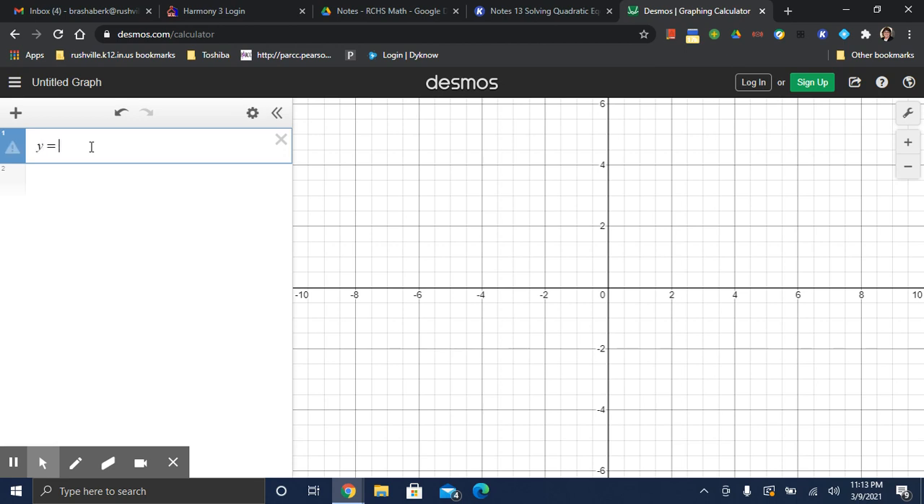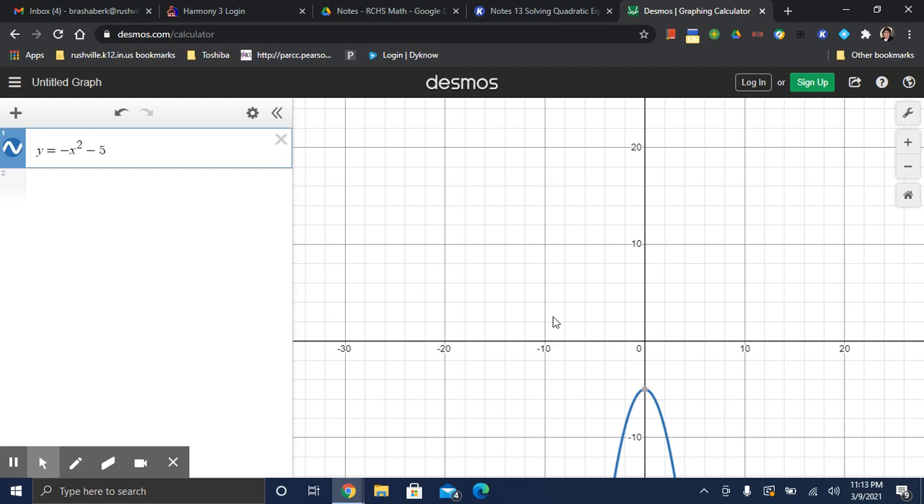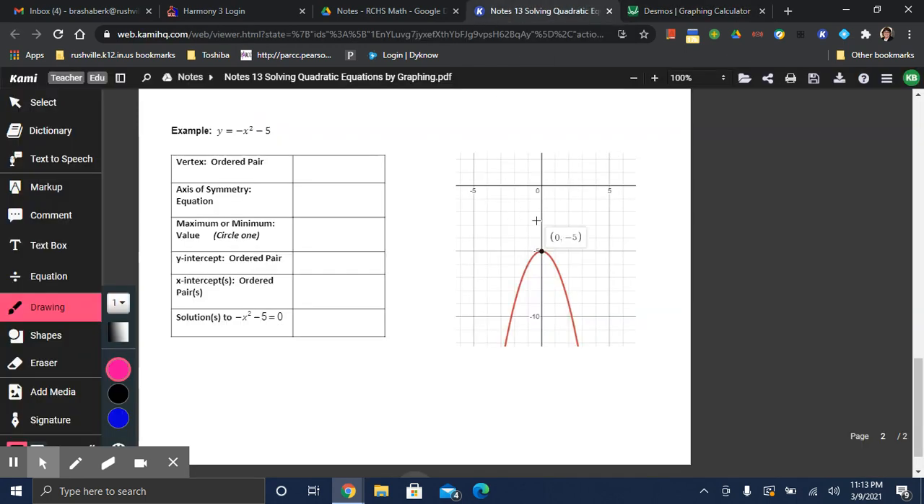So y equals -x to the second power minus 5. And so sometimes you can't quite see all the graph. You can always zoom in order to see more of it. Notice that you have your x-axis and your y-axis, and there's only one point showing up. So we'll go back to your notes. I just copy and pasted that graph for you.